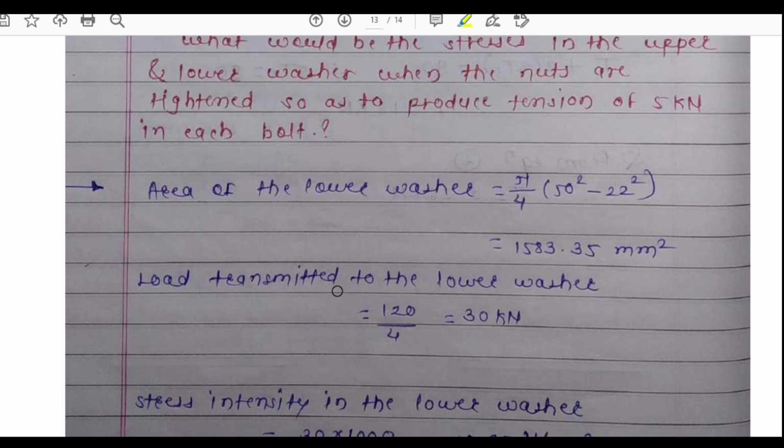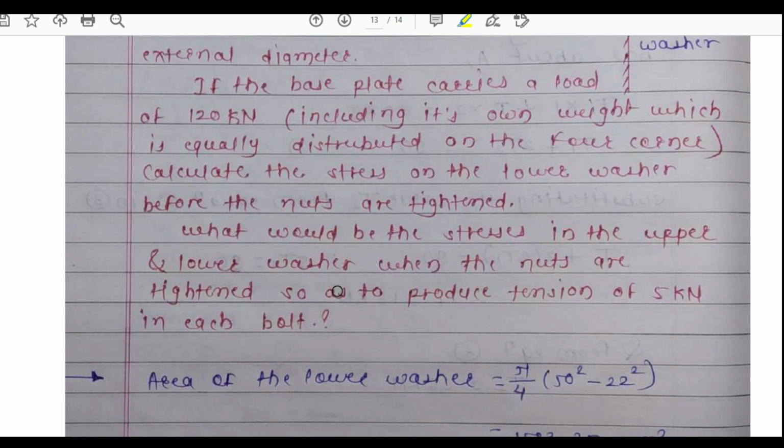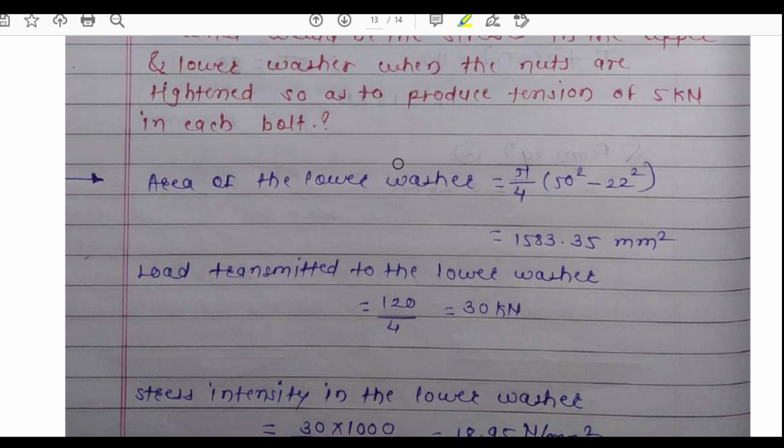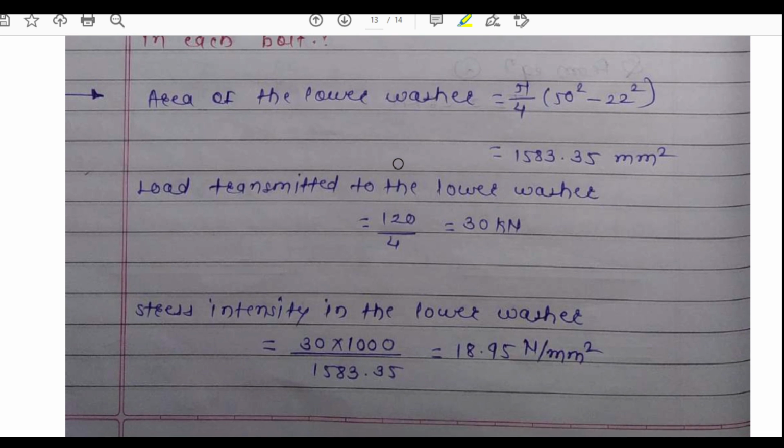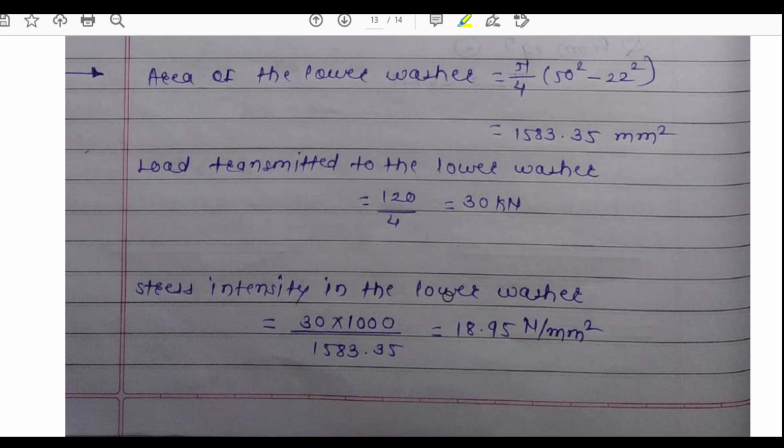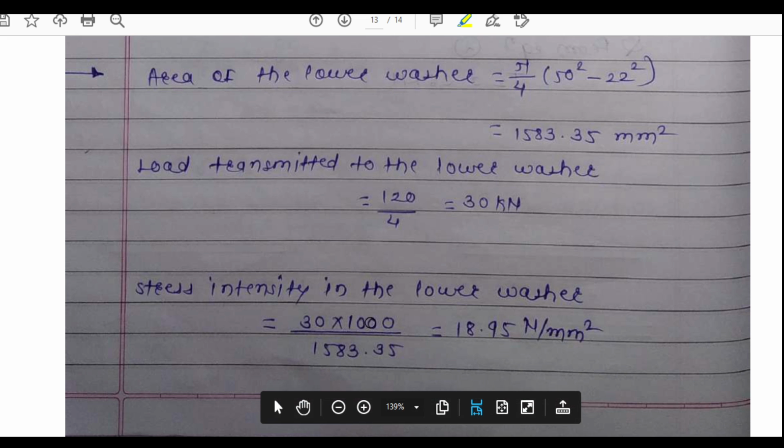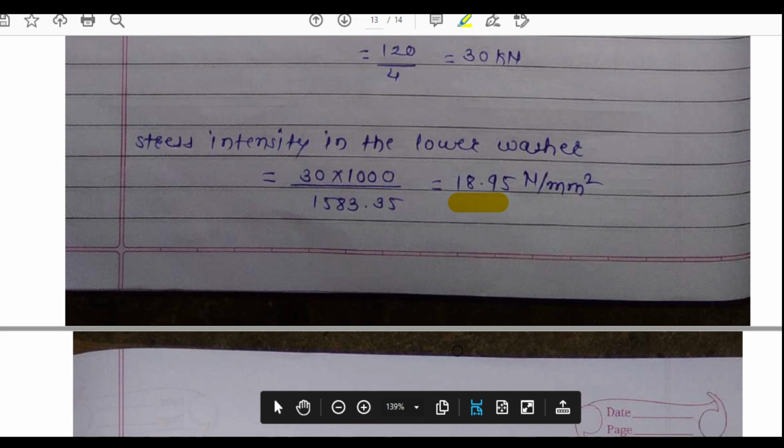अभी उन्होंने क्या बोला है कि 120 किलोन्यूटन का जो बेस प्लेट पे लोड है वो लोड इक्वली डिवाइड हो रहा है. ओके, अभी उसके कॉर्नर्स पे कितने हैं 4 कॉर्नर्स है, तो 120 मैं क्या करूँगी इक्वली 4 पार्ट्स में डिवाइड करूँगी, तो 120 डिवाइडेड बाय 4 विल बी द लोड ट्रांसमिटेड टू लोअर वॉशर, that is 30 kilonewton. Now the stress will be this force divided by this area. 30 kilonewtons divided by your area will get the stress intensity at lower washer.